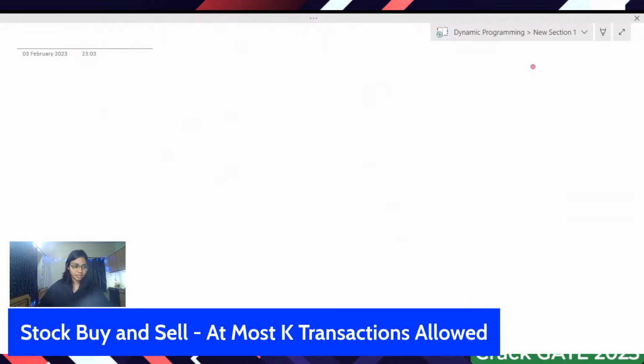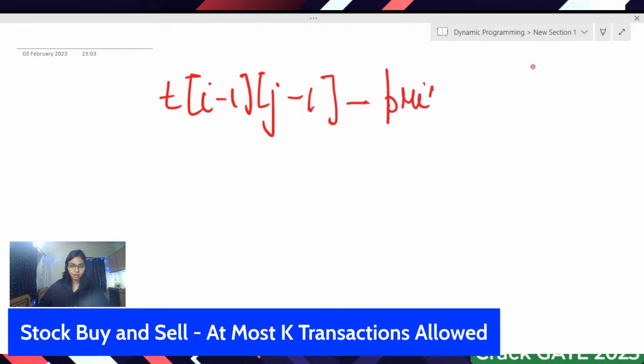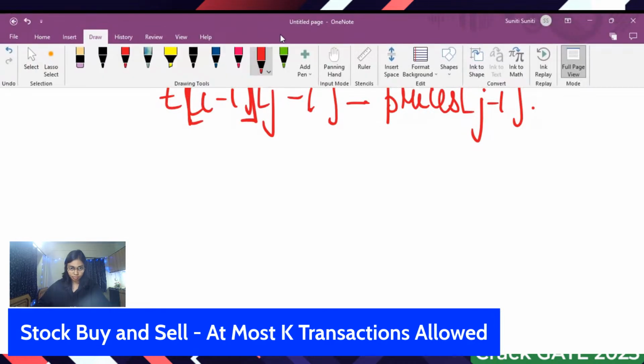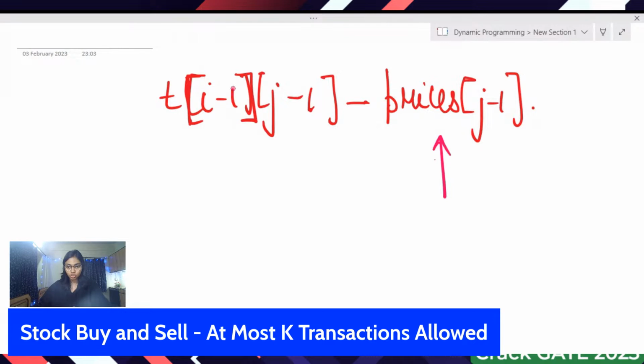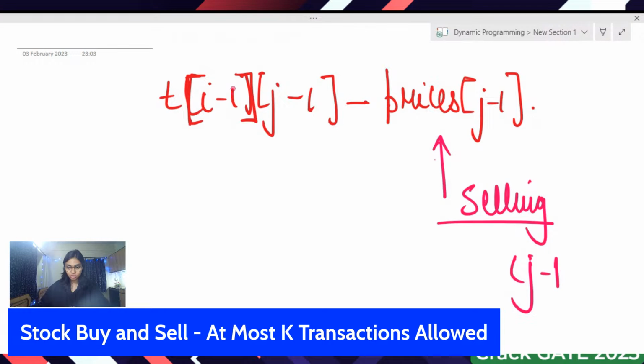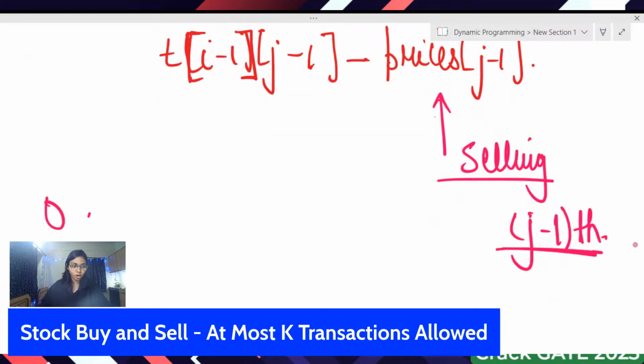So basically the statement is t of i minus 1, j minus 1, minus prices at j minus 1. Now tell me, if I am selling my stock on this day, selling my stock on the j minus 1 day, that is what we are taking into consideration. It means that I have bought my stock on any day between 0 to j minus 1, right?